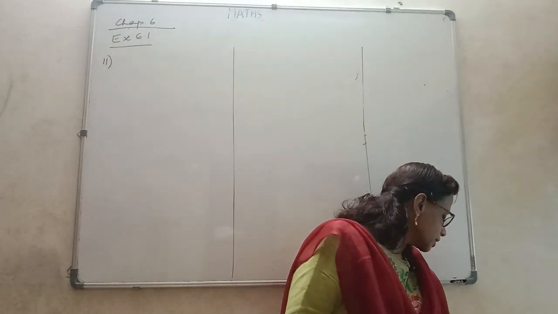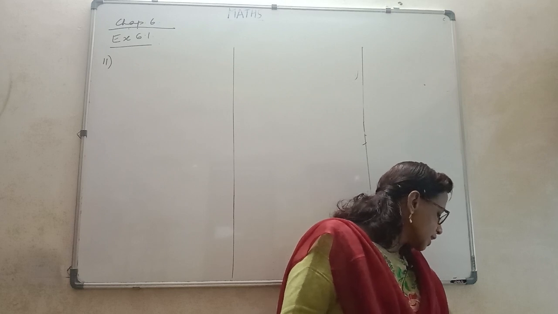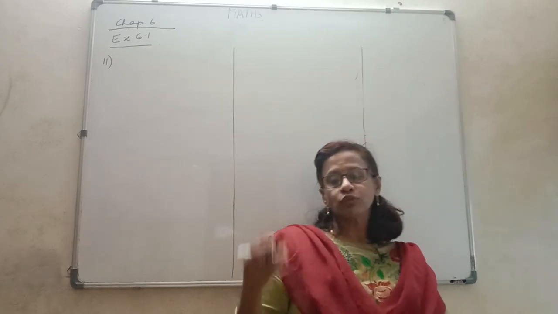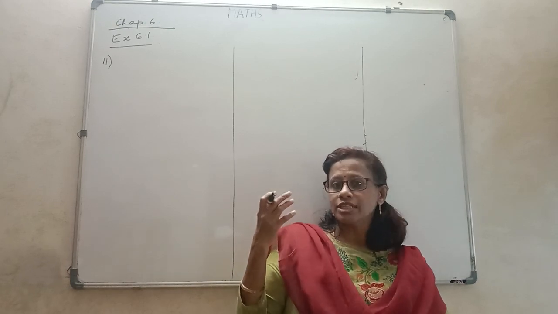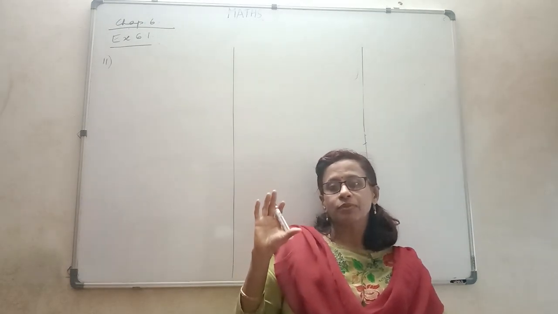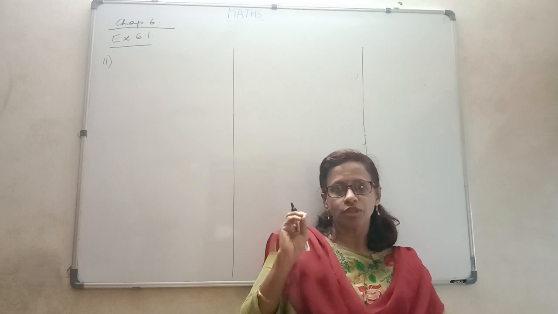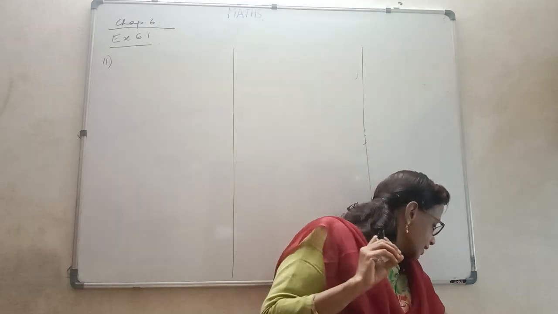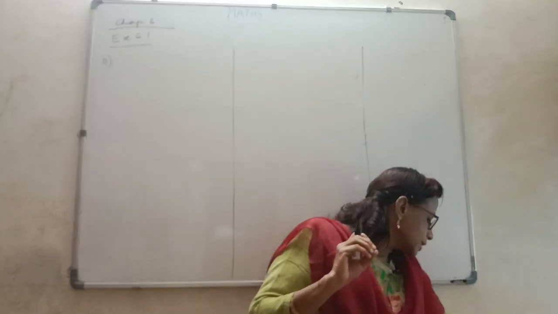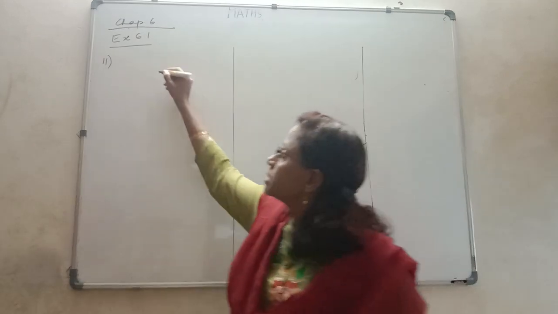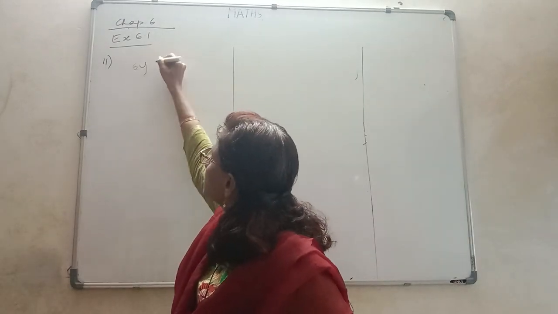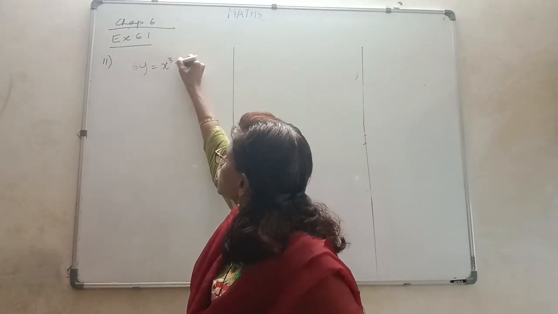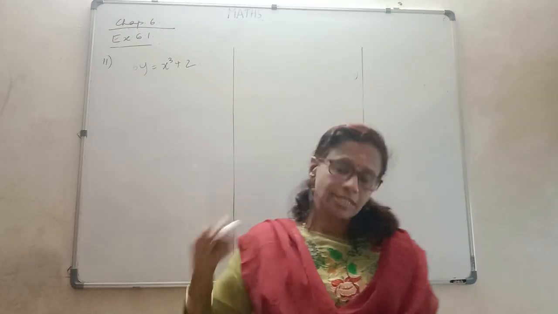The problem says that a particle moves along a curve 6y equal to x cube plus 2. Find the points on the curve at which the y coordinate is changing 8 times as fast as the x coordinate. I have told you that with these kinds of wordings, you have to read them and check what they are telling. So the first thing they tell us is that the particle is moving along the curve 6y equal to x cube plus 2.